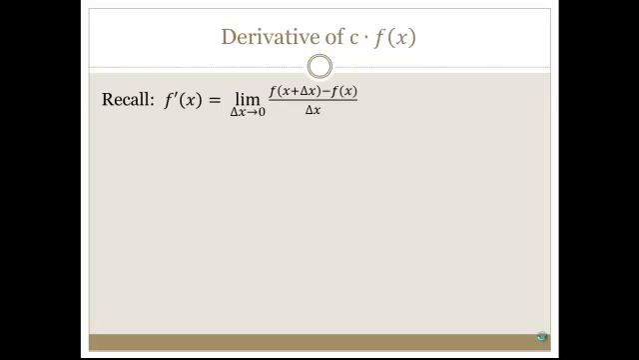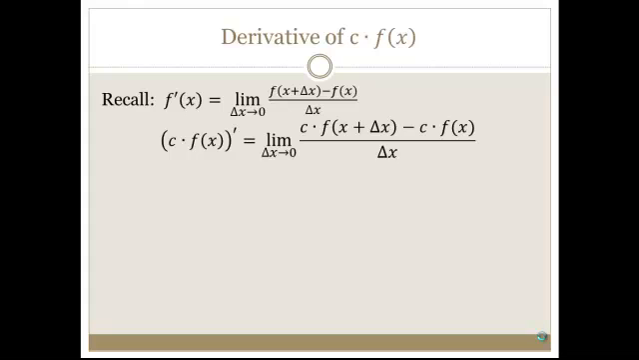f prime of x is the limit as delta x goes to 0 of f of x plus delta x minus f of x all over delta x. If we compute the derivative of a constant c times f of x, we simply replace f with c times f. So in our definition of the derivative, we get the limit as delta x goes to 0 of c times f of x plus delta x minus c times f of x all over delta x. But we can factor c out from the top to get c times f of x plus delta x minus f of x all over delta x.